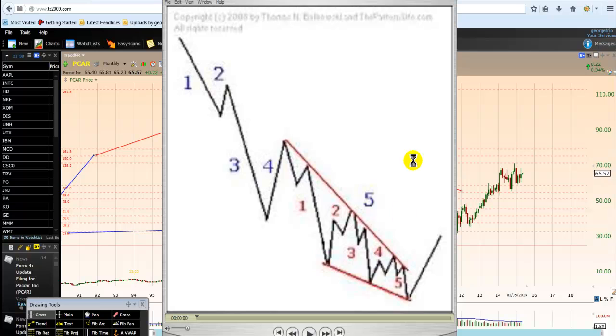So the ending diagonal, remember what I said to you, you must share this video. The ending diagonal reveals to us the dumb money. Traders that are selling here, if they don't understand what is taking place here, they are the dumb money. So this is alerting us that an accumulation is taking place.